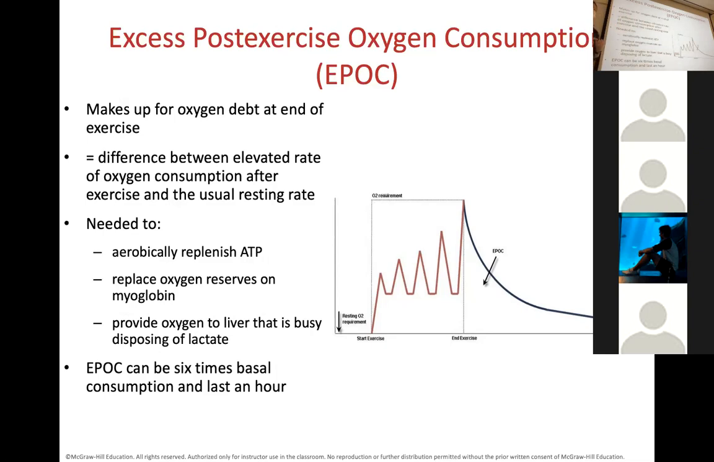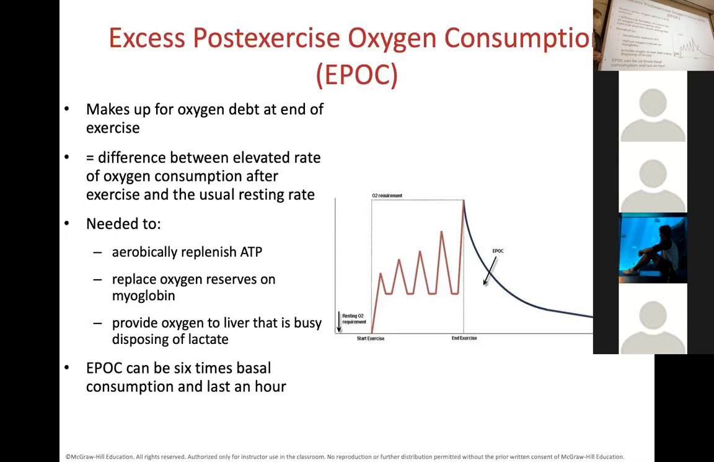You have to replenish the ATP that was used. And to do that, at least efficiently, you need oxygen. So by taking in a lot more oxygen, you're replenishing the ATP stores in your muscles, so next time you exercise, those are ready to go. You have to replace those oxygen reserves on myoglobin. The myoglobin is what's carrying oxygen in that very beginning stage of exercise into the muscles. So it carries oxygen, but it needs access to oxygen in order to carry it. So you're kind of recharging the myoglobin. It's a way to think of it.